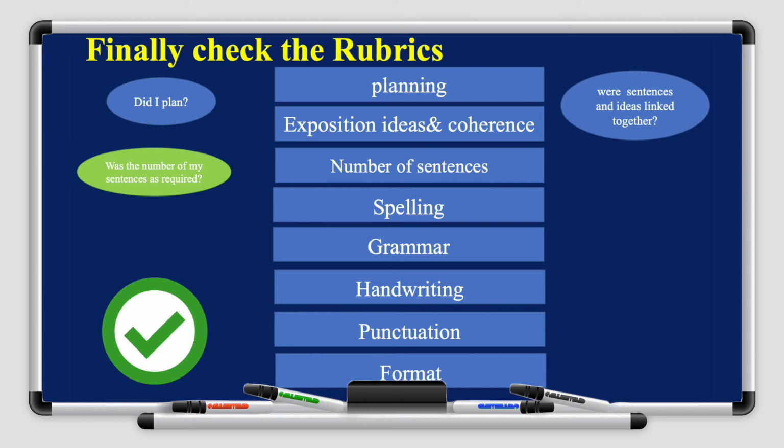Do I have 6 sentences? First, I have a topic sentence, concluding sentence, and my supporting details. Are they 6? Did I add more? It's okay. But if I have less, I need to go back and add more sentences. Is my spelling correct here? Did I check it? Do I have all the spelling mistakes?